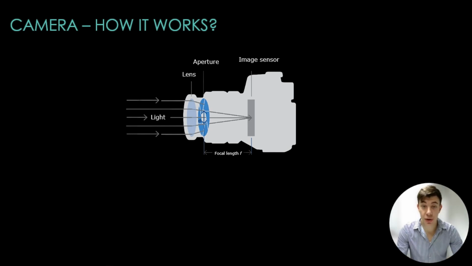Image sensor, this is where the magic happens. The image sensor is a light-sensitive chip that converts the focused light into an electrical signal.